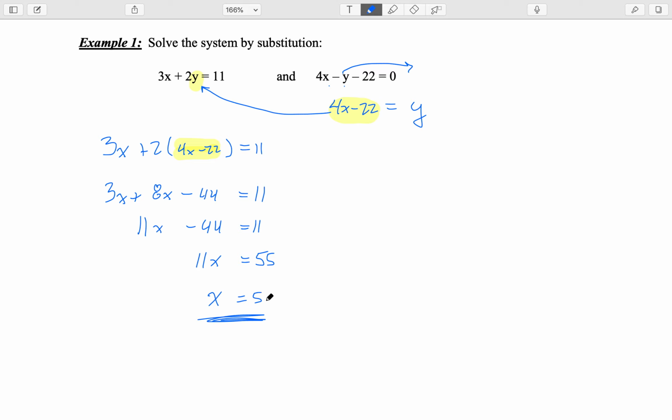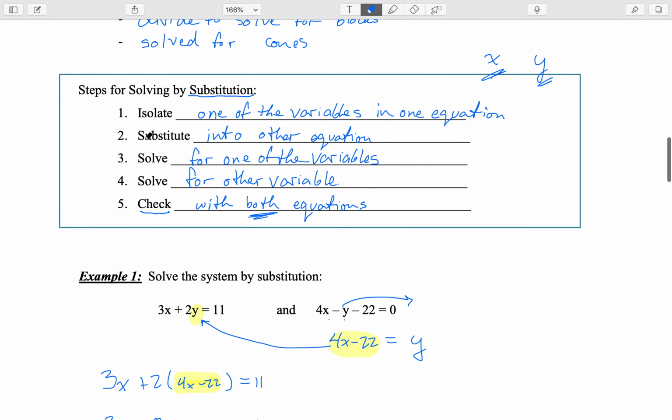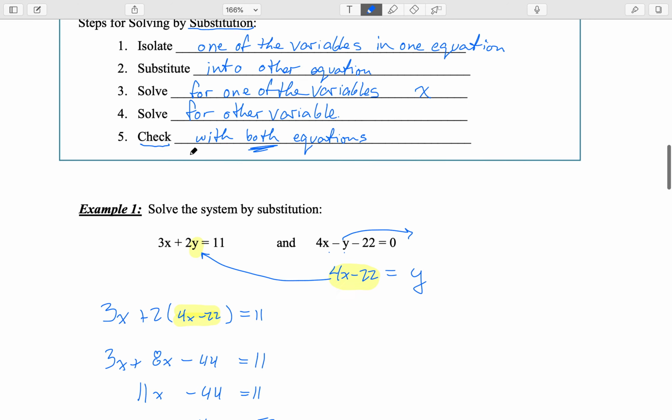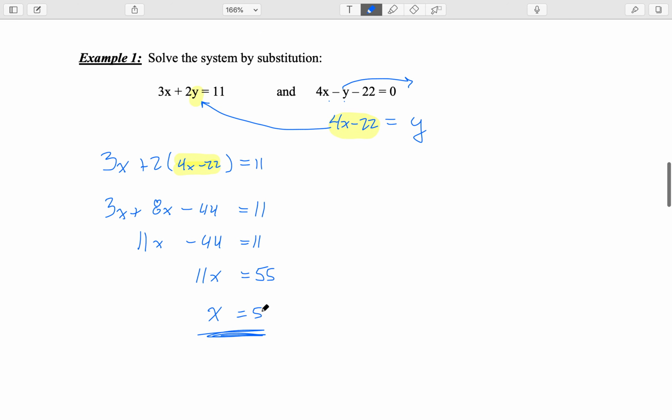So once you figure out one, here we isolated, we substituted in, I solved for one of the variables, I solved for the x, but now I need to solve for the other variable. I need to go back and plug it in to figure out y. Now I could plug it into any of these. Remember what you did when you isolated the y? This is the smartest place to do it. Plug it right back into here. I've got y is equal to 4x minus 22. So 4 times x is 5, minus 22. So this is 20 minus 22. y is equal to negative 2.